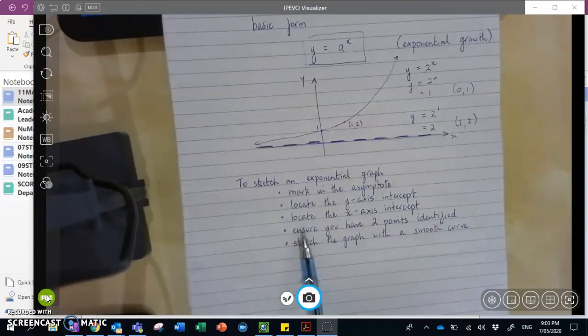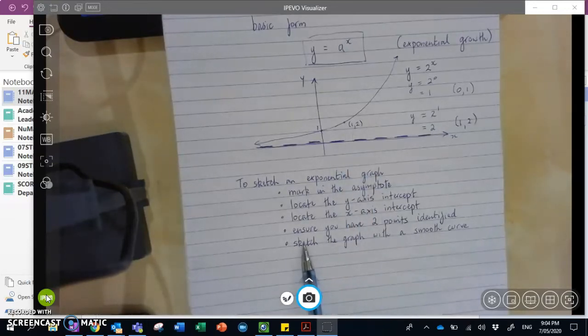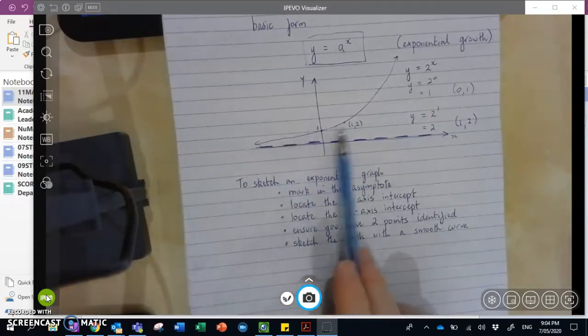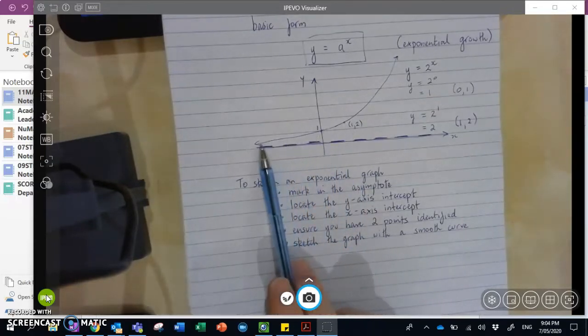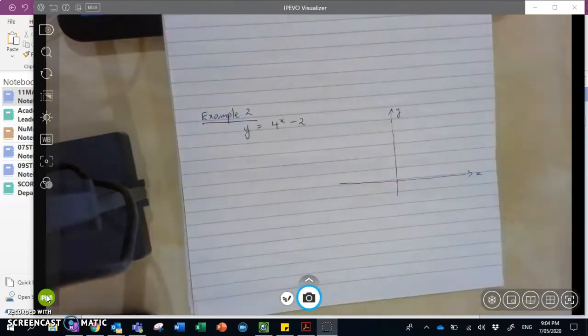In which case, we need to ensure that we calculate a second point and mark that in, and I've done that here. To sketch the graph, we sketch with a nice smooth sweeping curve, making sure that it passes through the 2 points we've located and approaches but doesn't touch the asymptote. Let's look at some examples and see how they work.